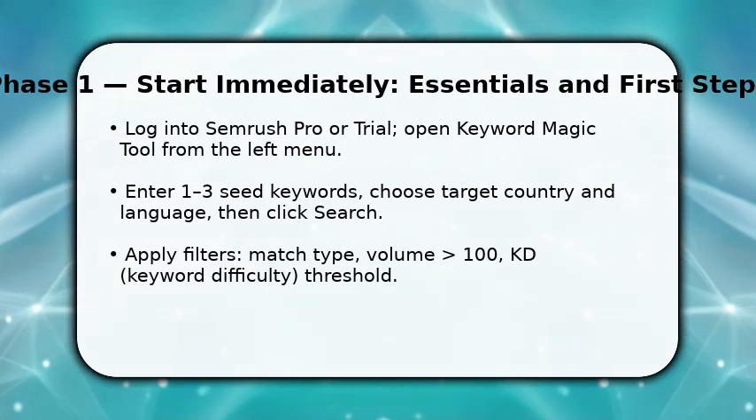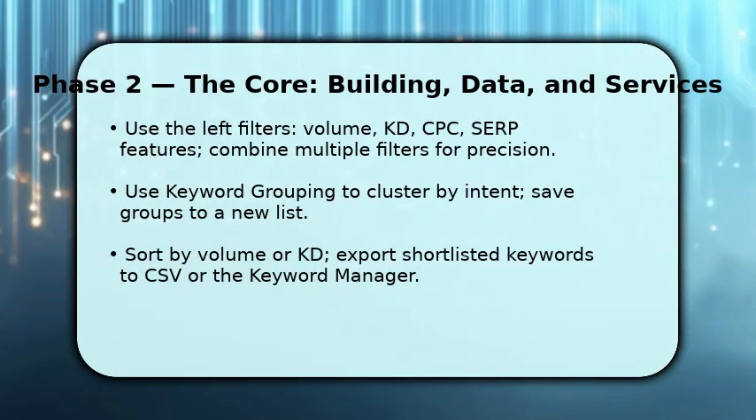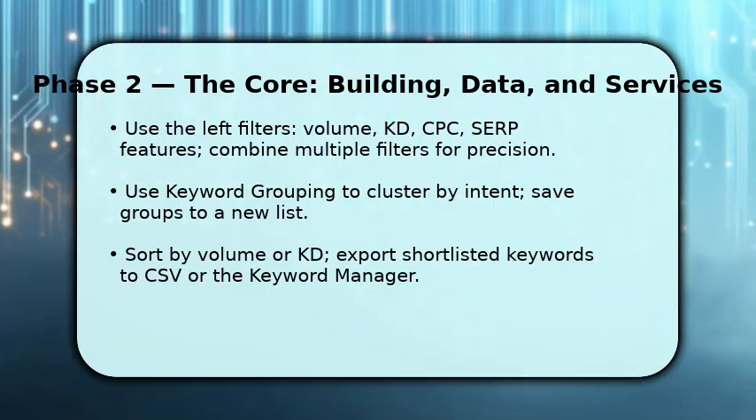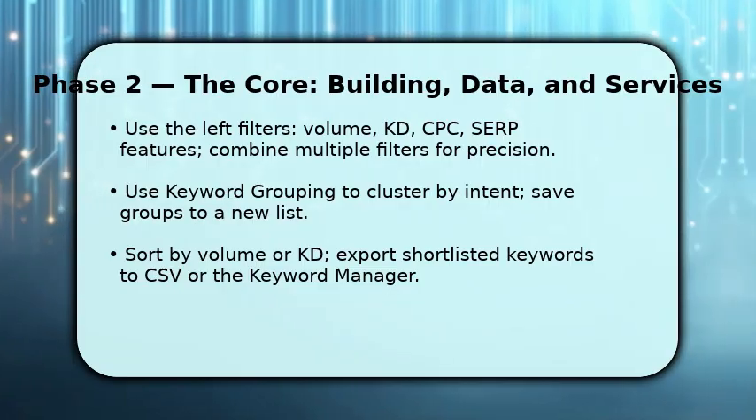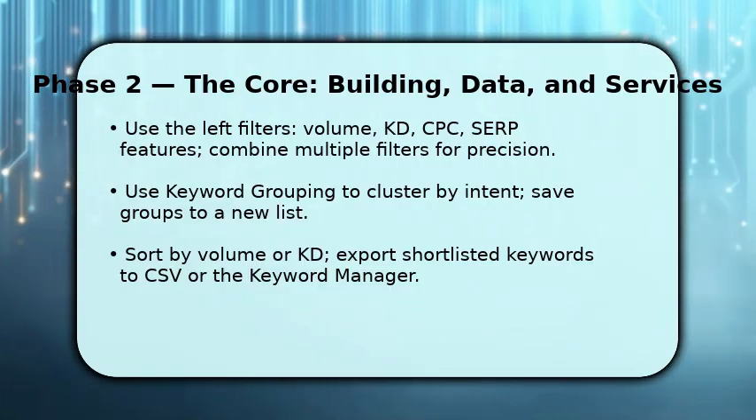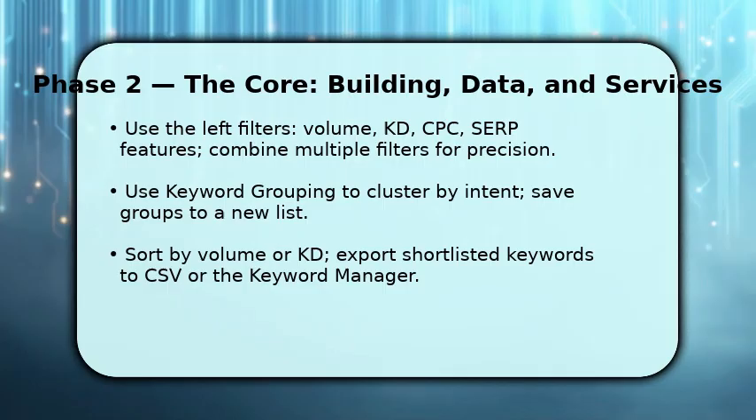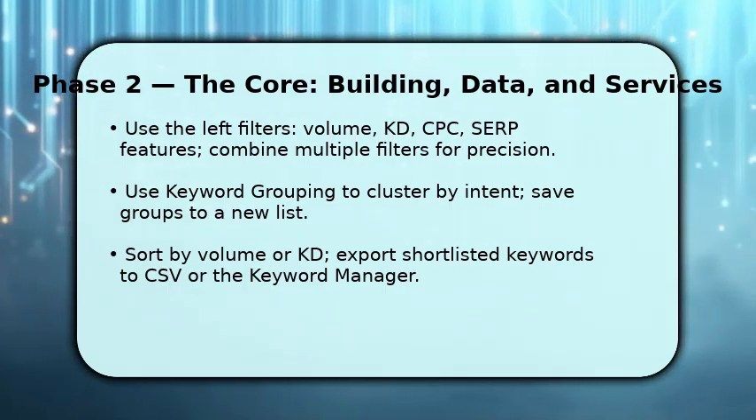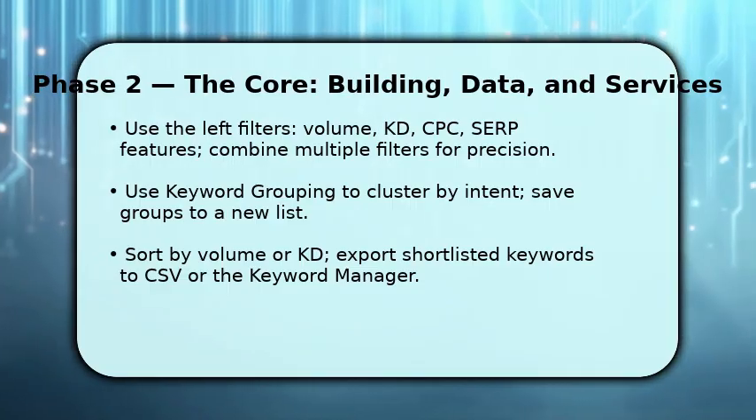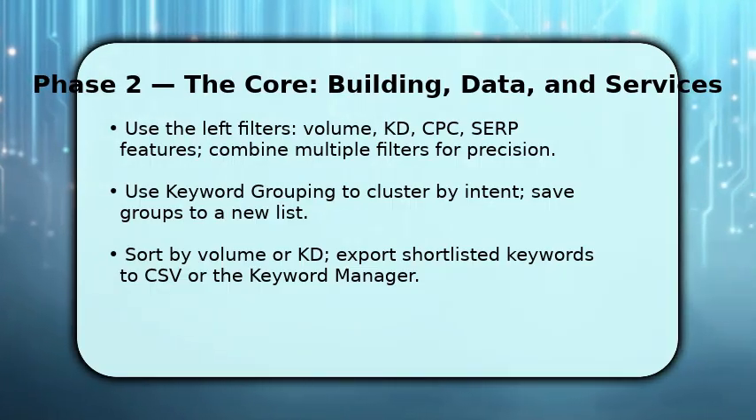Now you refine results. Apply combined filters for CPC, volume, and SERP features to isolate opportunity. You'll want to sort by volume or by keyword difficulty, depending on whether you prioritize traffic or feasibility. Once you have a narrower set, use the keyword grouping feature to cluster by semantic intent. This helps map keywords to pages.